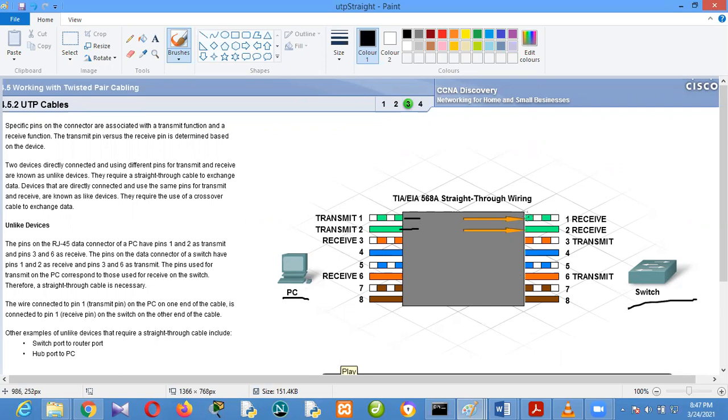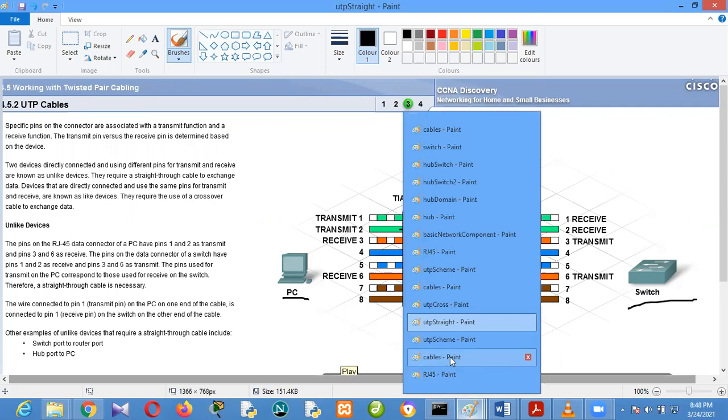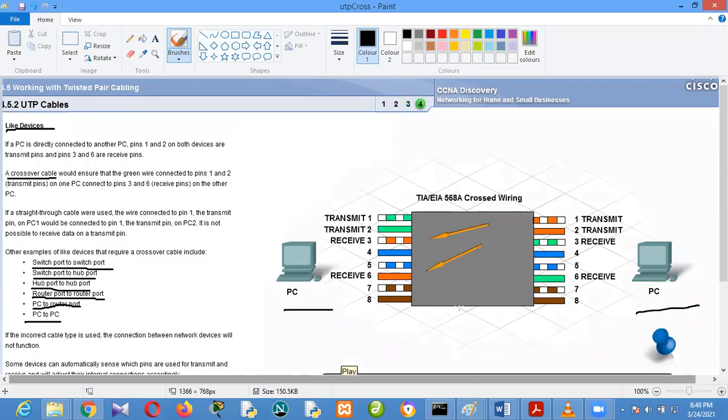It's still pin 1 and pin 2. The same thing goes to crossover. In crossover, if this one transmits with pin 1 and pin 2, it will be received from pin 3 and pin 6. You see that green will still locate itself at the other end, but it will now form pin 3 and pin 6.